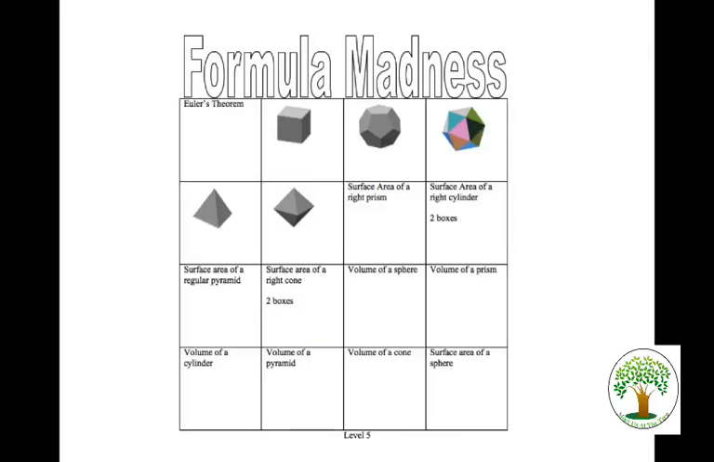Okay, this is our last formula madness. It is level 5, and you'll want to make sure that you memorize this. Let's get started. The first one is Euler's theorem, and we're going to put that in there. It's F plus V equals E plus 2.